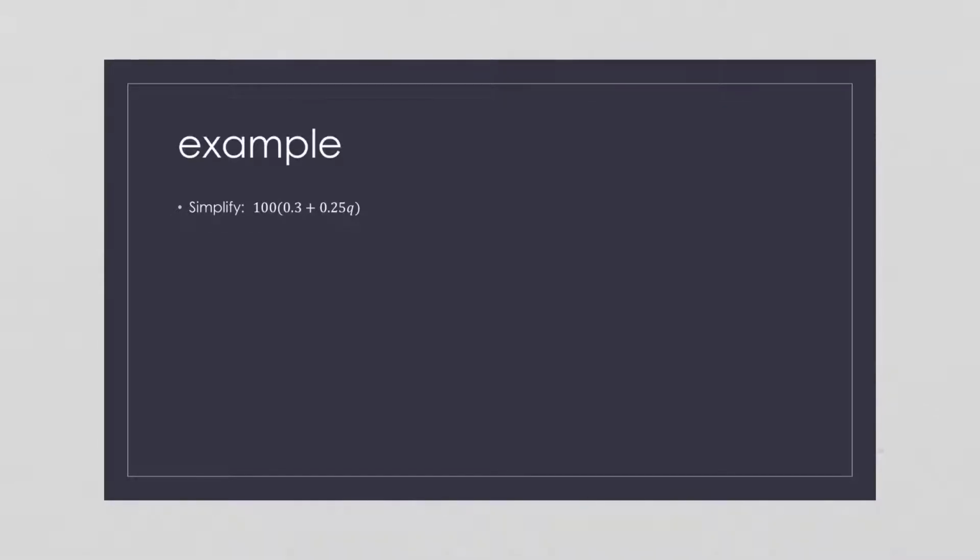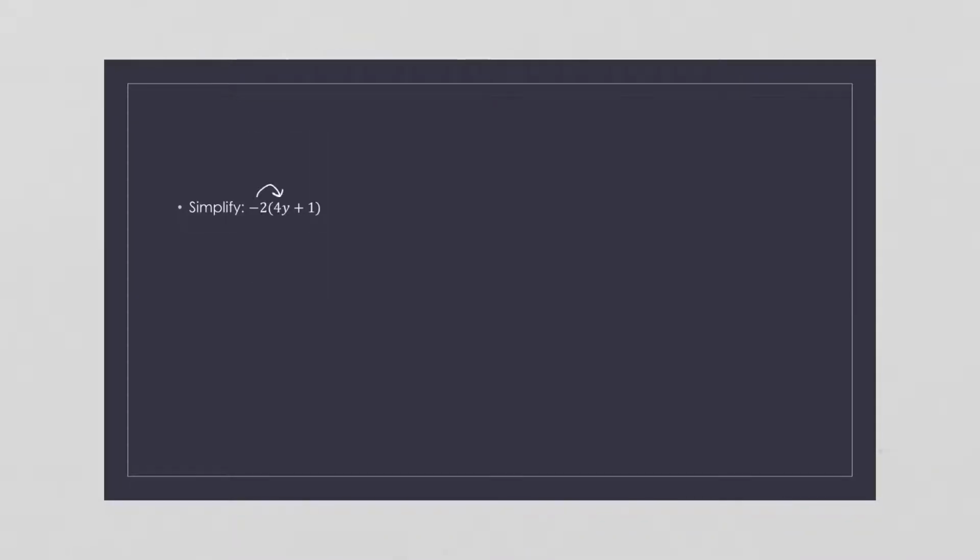Okay, anytime you multiply a number times 100, you just move that decimal to the right 2 decimal places. So 100 times 0.3 is 30. 100 times 0.25 is 25, and don't forget your Q.